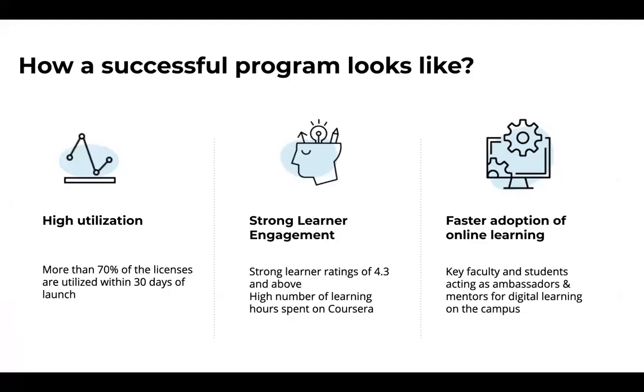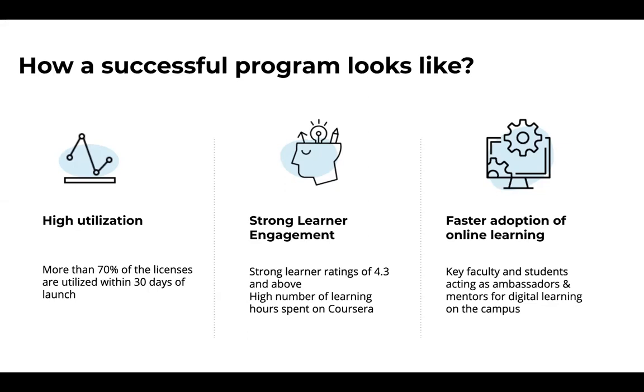Finally, once you've done all this, what does a successful program really look like? In our experience, a successful program is characterized by three different things. One is high utilization. If you're seeing that more than 70% of your licenses are being utilized within the first 30 days of launch, then it means you're on track to running a successful program. The other is metrics around strong learner engagement in terms of learner ratings and the number of learning hours that are spent on Coursera.